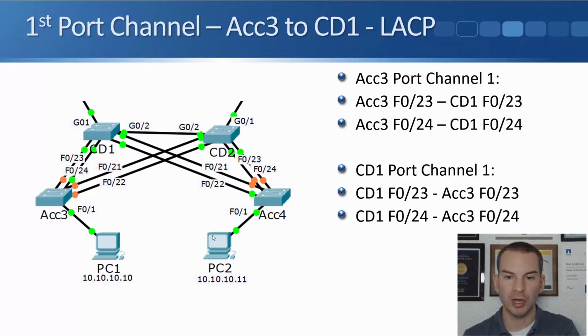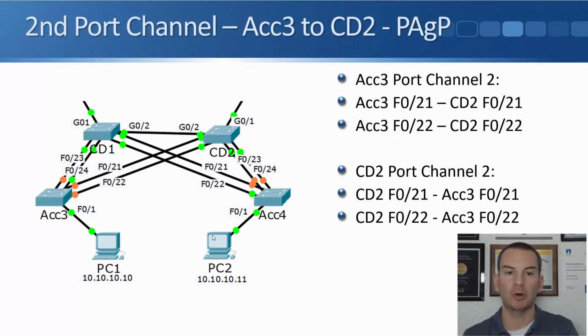The first port channel I'll do from access 3 to CD1, and I'll use LACP for that. So it's going to be on interfaces on access 3, fast 0/23 and 24, and it's the same on the CD1 side as well. So I'm going to be configuring them with the same matching configuration. I'll then do the port channel from access 3 to CD2, and I'll use PAGP for this one.